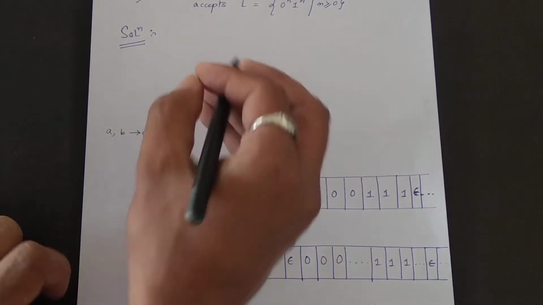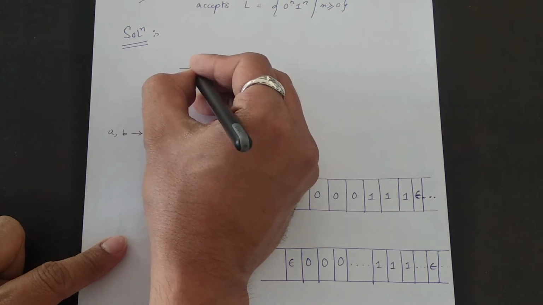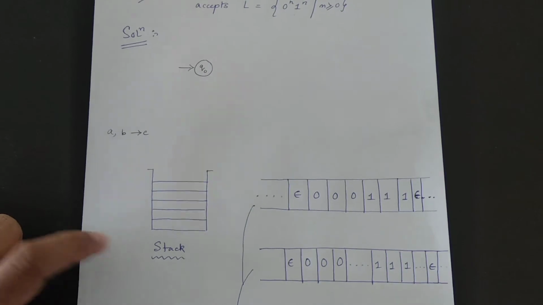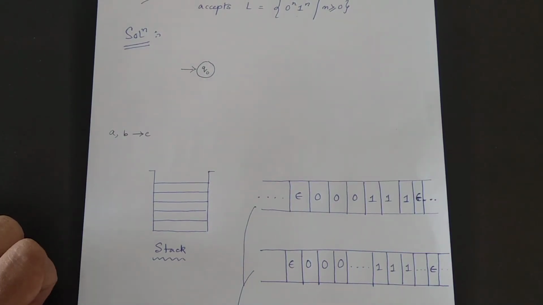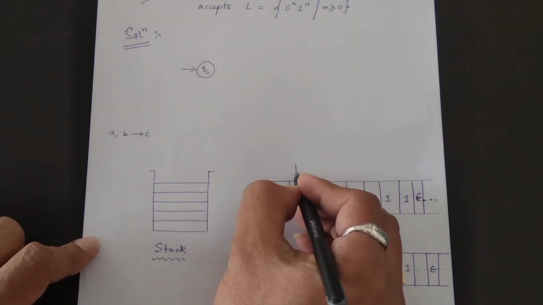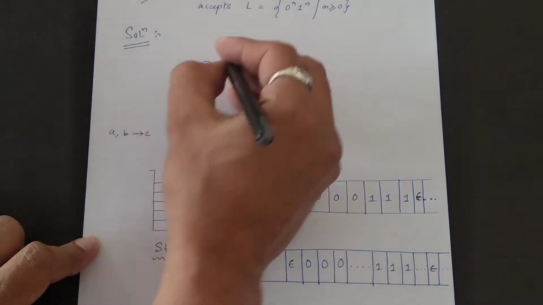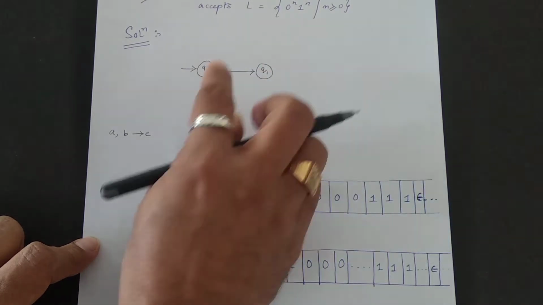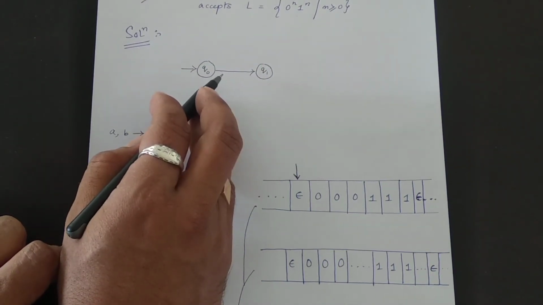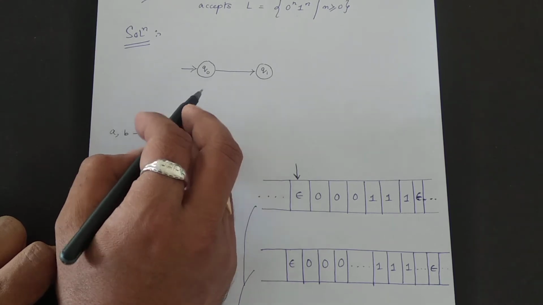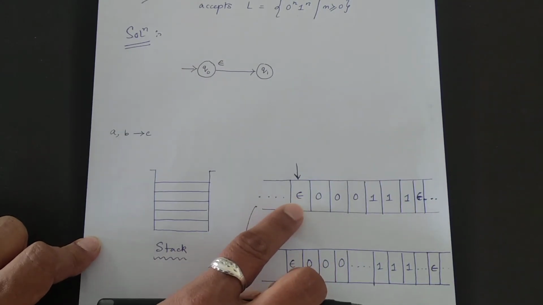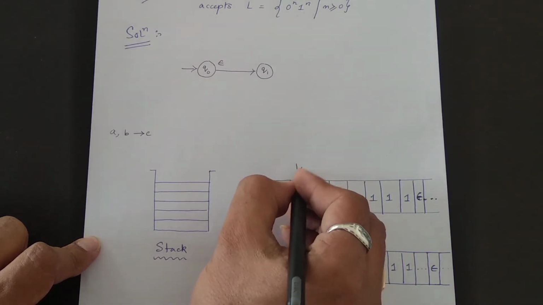Now let us start off with the example. Let me draw the initial state first as Q naught. Clear? So from the initial state, initially the read head will be at epsilon. That means the transition will be like this. I am taking one more state as Q1. In this transition, what will be A, B, and C? A will be epsilon because the read head is reading epsilon first of all, correct? That means nothing is there.